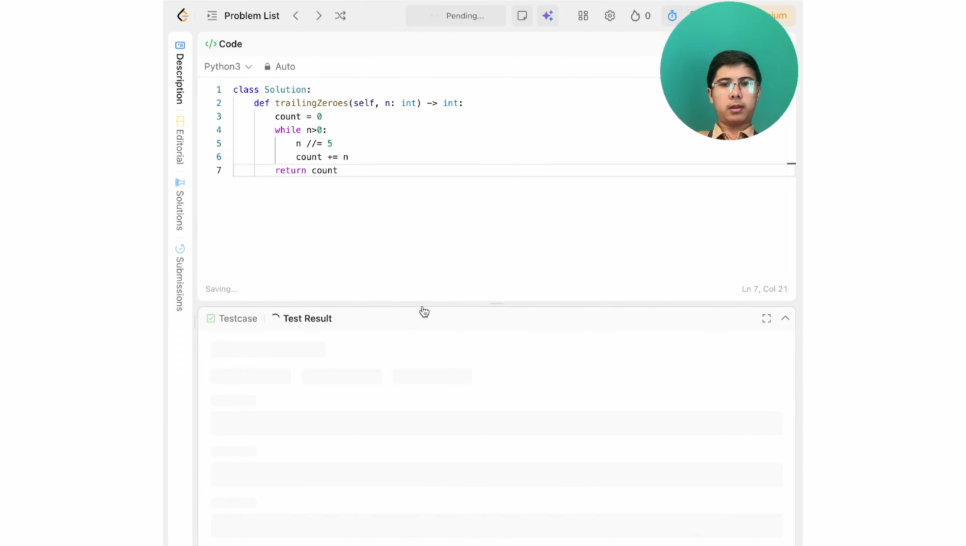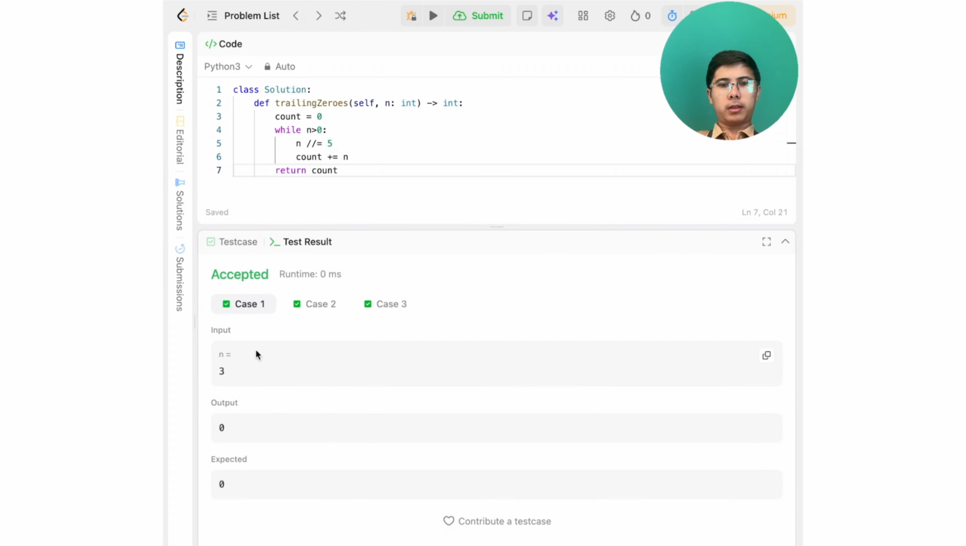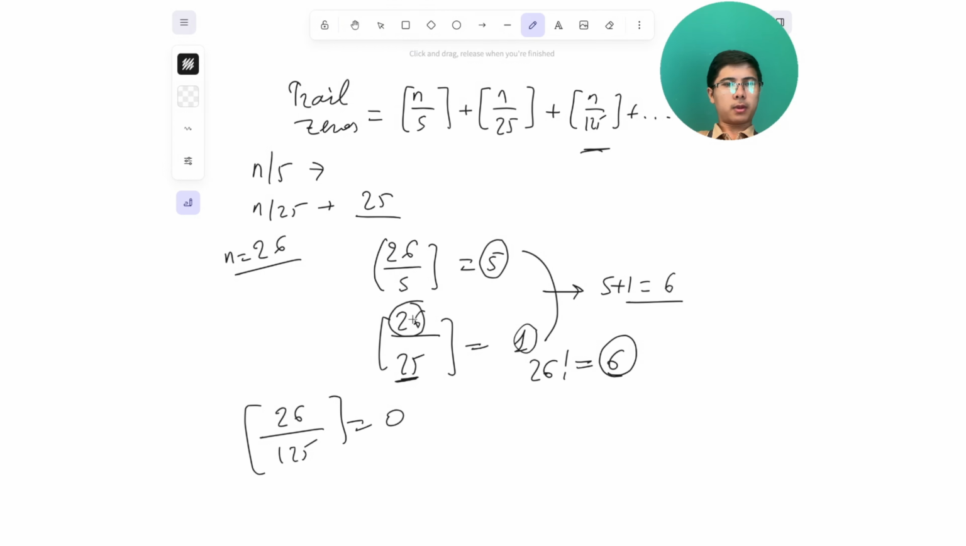If we see the results, all of the test cases worked. If n equals 3, the output will be 0. If our input is 5 factorial, the output becomes 1. And if our input is 0, the output also becomes 0.